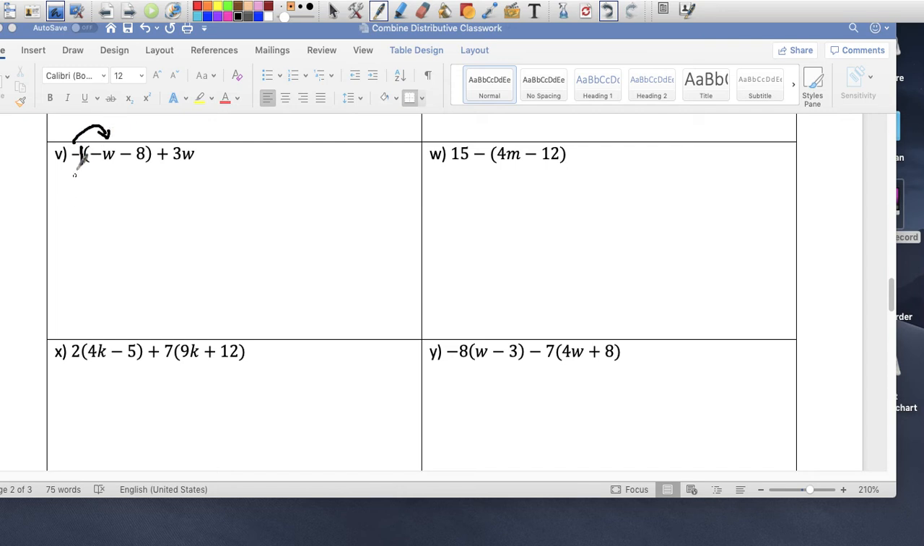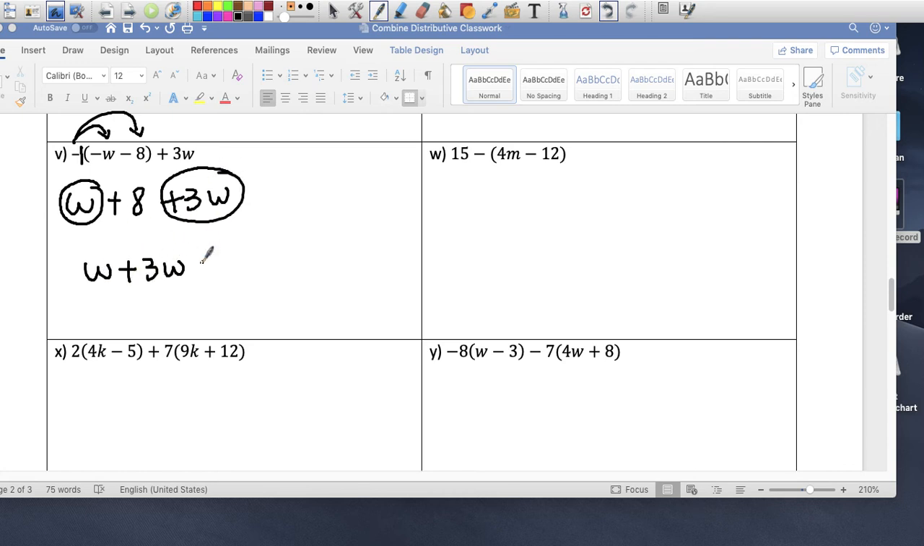A negative and a negative is a positive, so negative 1 times w is just w. A negative times a negative is a positive, and 1 times 8 is just 8. Plus 3w. Combine like terms, let me move them around. This guy and this guy are going to be next to each other. So it's w plus 3w, and that plus 8 is going to come all the way to the back. Combine like terms, these two are going to be combined. And w plus 3w is 4w. Remember, there's a 1 here. So 1w plus 3w is 4w.